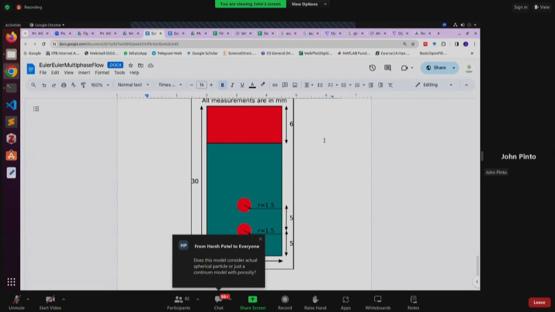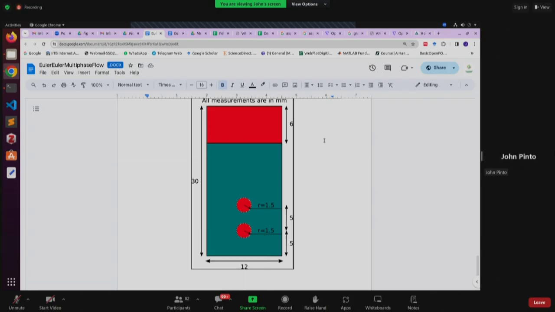So does anyone have any further questions for Professor Naren? He's about to leave now. So the last one is from Harsh Patel. Harsh is asking, does this model consider actual spherical diameter or just a continuum model with porosity?